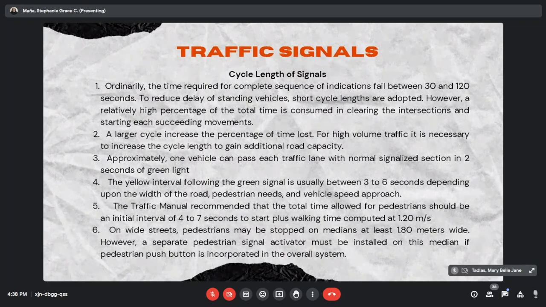The traffic manual recommended that the total time allowed for pedestrians should be an initial interval of 4 to 7 seconds to start, plus walking time computed at 1.20 meters per second. On wide streets, pedestrians may be stopped on medians at least 1.80 meters wide. However, a separate pedestrian signal activator must be installed on this median. A pedestrian push button is incorporated in the overall system.